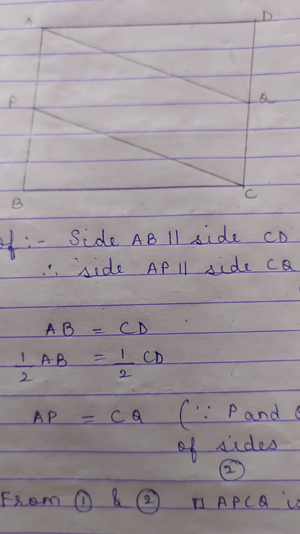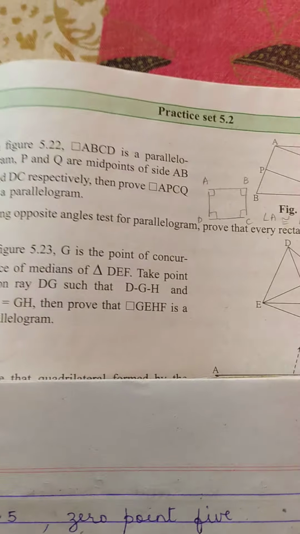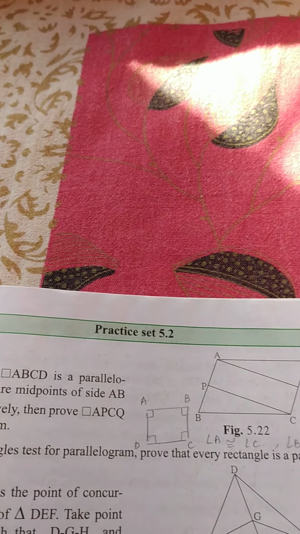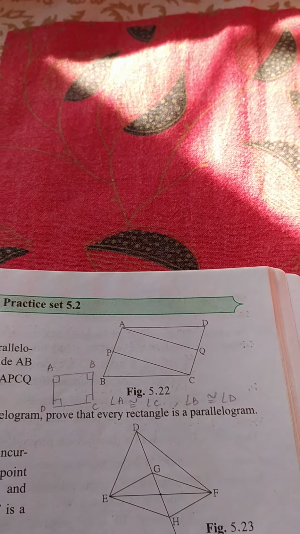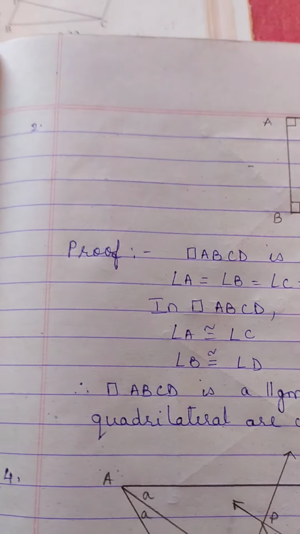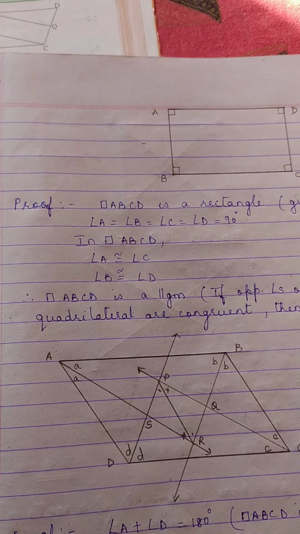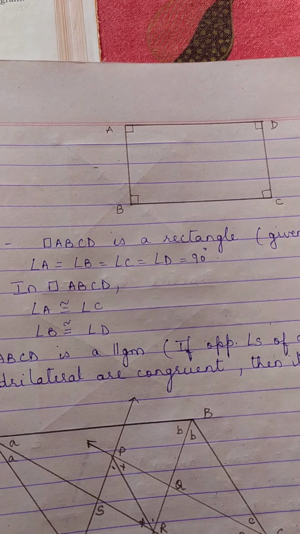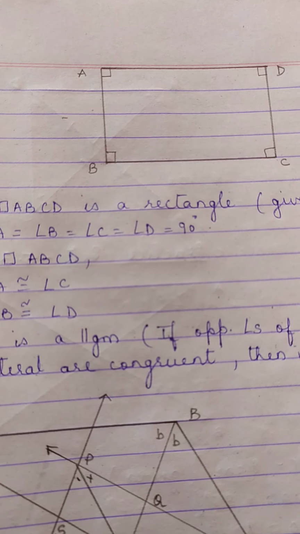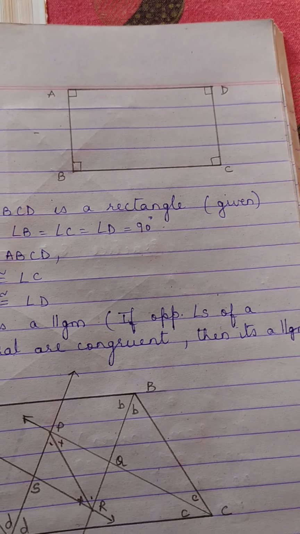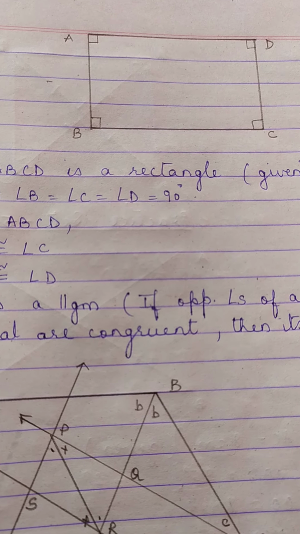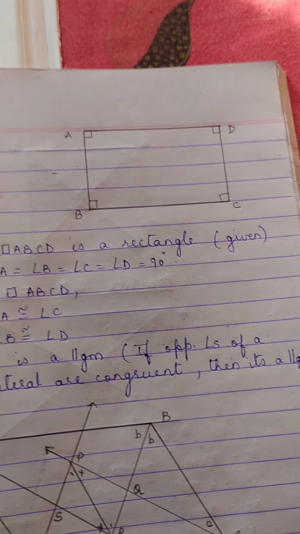Okay. Next, we go to question number 2 in the textbook, which says, using opposite angle test for parallelogram, prove that every rectangle is a parallelogram. Now, for this, you are given quadrilateral ABCD. We have drawn the figure here. It's a parallelogram. You have to prove. You have a rectangle here. Quadrilateral ABCD is a rectangle is given. You have to prove that it is a parallelogram.